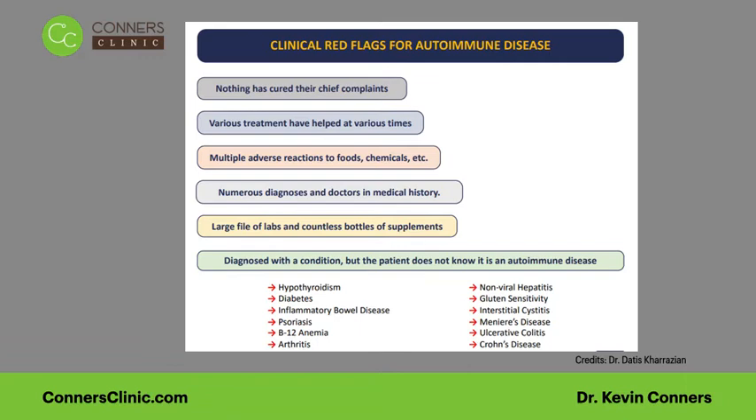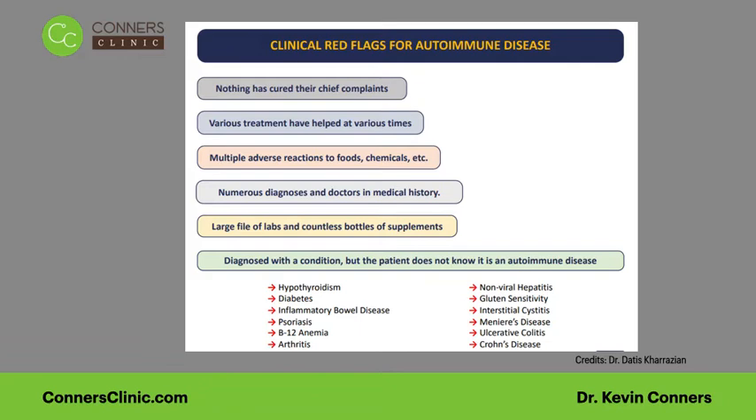So when we see a person that's been everywhere and nobody can figure them out, it's most likely an autoimmune disease. They have a large file of labs, countless bottles of supplements. They have cupboards full of supplements that they've tried because they read something on social media that this is the cure for this symptom. They try that, it just doesn't help. Nothing seems to help them.